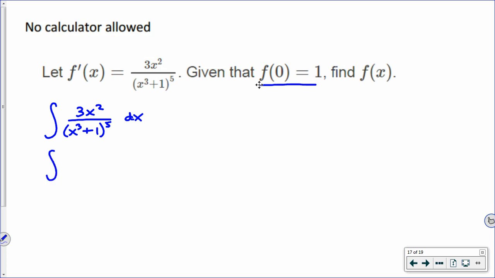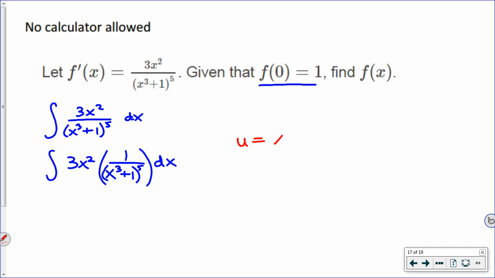So I recommend that you first separate the quotient so that you can write it as a product of the numerator times the 1 over the denominator. This is just going to help us identify a little bit more easily when we've chosen the right u. We want to try u substitution. If you're not sure what to make u, you can just take a guess and see if it helps you.